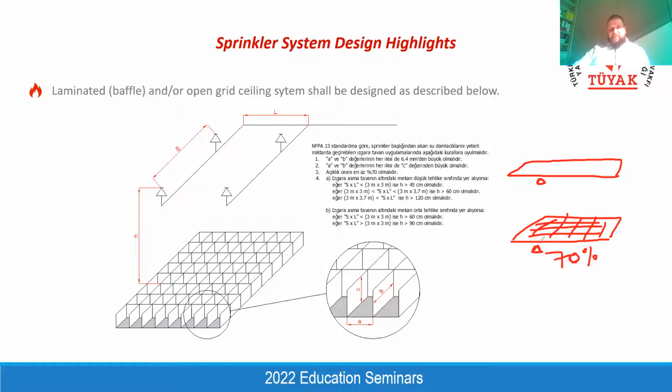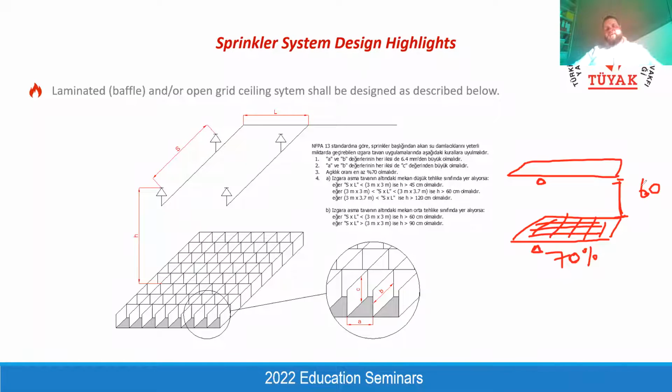This is the first rule, the openness criteria, and also the distance between the ceiling and the suspended ceiling shall be not less than 60 centimeters. You need to decide the level of your open grid ceiling accordingly. Otherwise, you always need two levels of sprinkler heads.